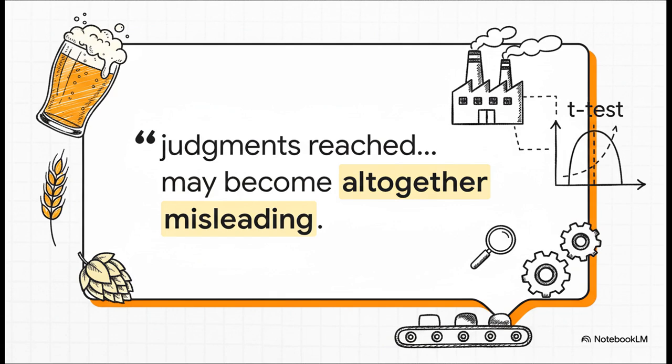And to answer this, they use a tool with a really cool backstory. It was invented by a chemist named William Sealy Gosset, who worked at the Guinness Brewery. He needed a way to test beer quality using just small samples. Because of company policy, he had to publish his work anonymously, so he used the name Student, and that's why today we still call his amazing creation the Student's t-test. He even warned that without it, your judgments may become altogether misleading.